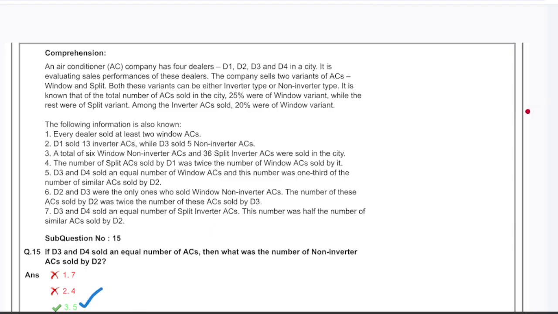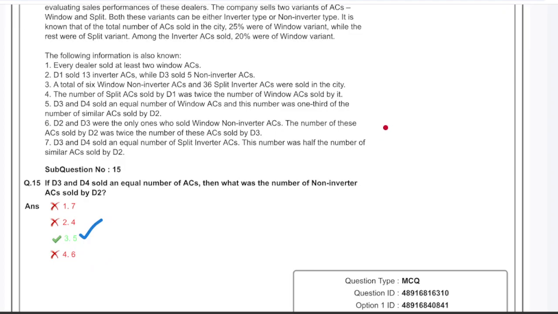Now again, the puzzle was a bit time taking, the reason being it has numbers in it. It is a DI mixed into LR. The previous two puzzles were purely LR, logical reasoning ones. There were no numbers involved. This had numbers, so definitely it's going to take time.